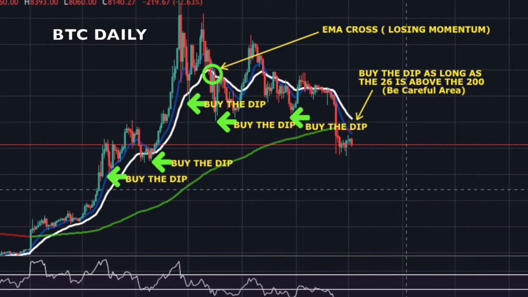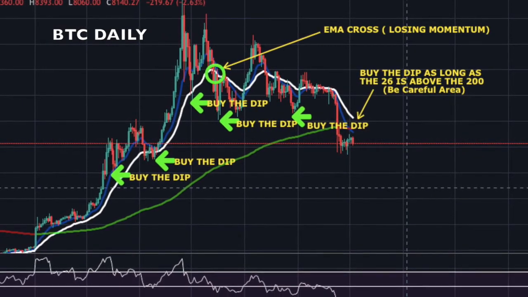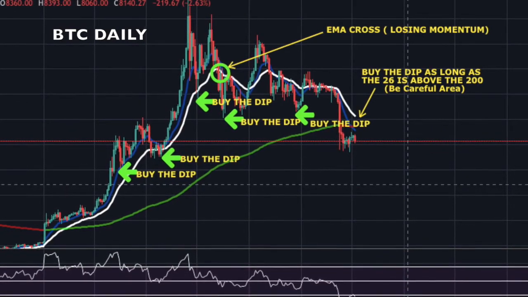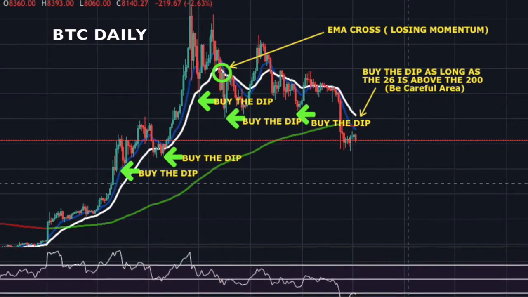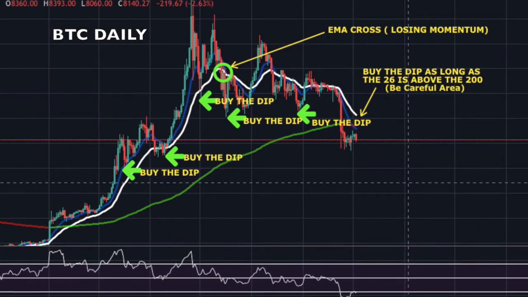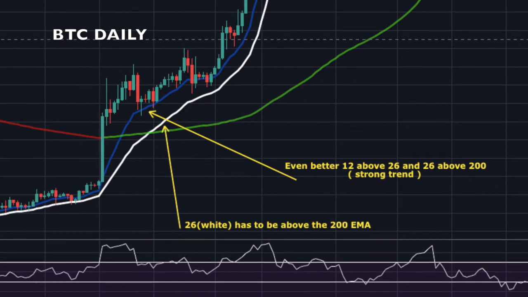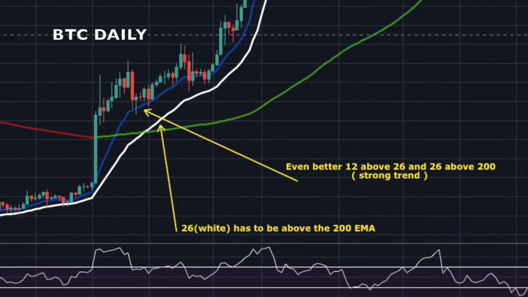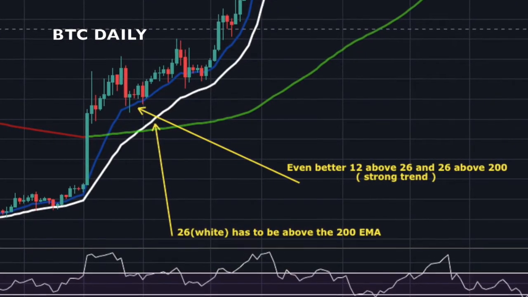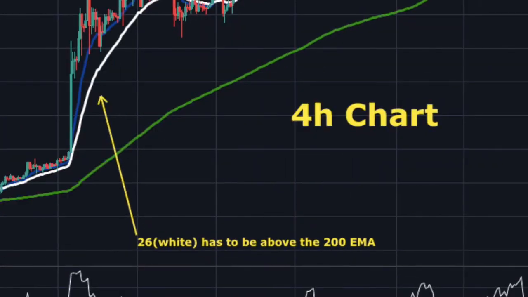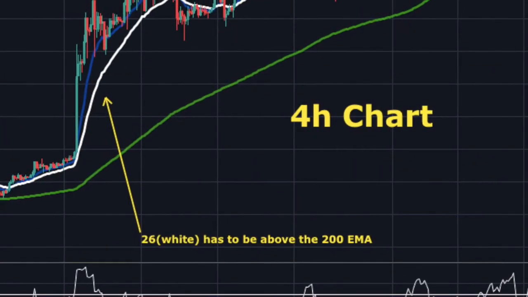If you want to go long, you need to have the 26 above the 200. If you want to trade in the smallest time frame, such as the 1 hour time frame, you have to check first the daily time frame. If the daily time frame respects the rules of the strategy, meaning the 26 is above the 200, and even better if the 12 is above the 26 and the 26 above the 200, you zoom out to the 4-hour chart. And you have to be sure about the same for the 4-hour chart.